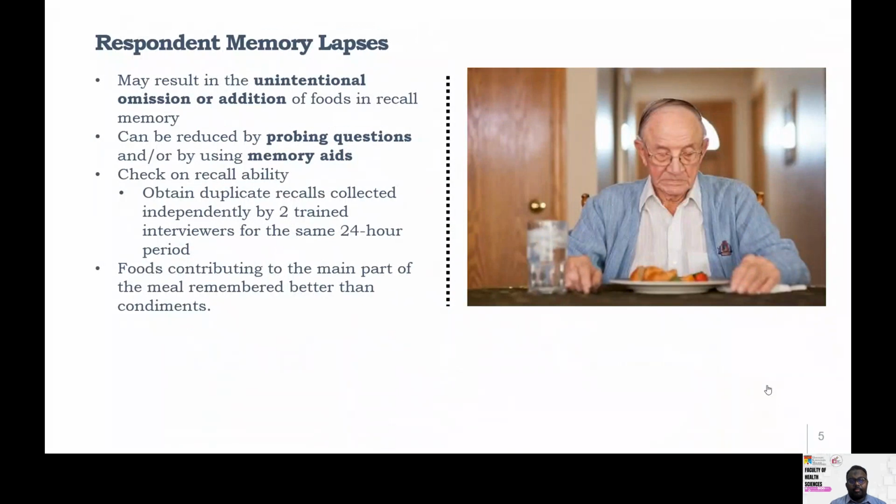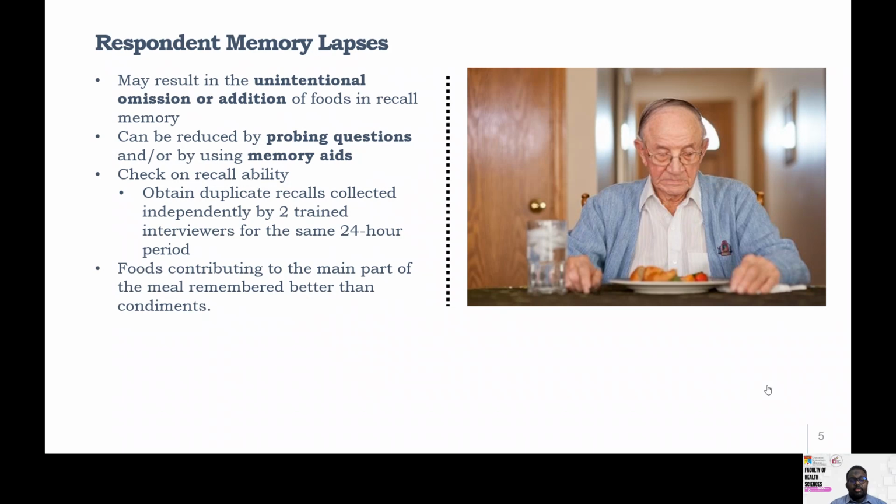Moving on to respondent memory lapses. If you can see the figure here, it shows an elderly man looking at his foods. Most probably this elderly man will have problems in memory, dementia, Alzheimer's, things like that. Respondent memory lapses may result in unintentional omission or addition of foods in recall memory. So this is not intentional. These can be reduced by probing questions and or by using memory aids. We can show pictures, we can show food models, we can have probing questions to avoid memory lapses.